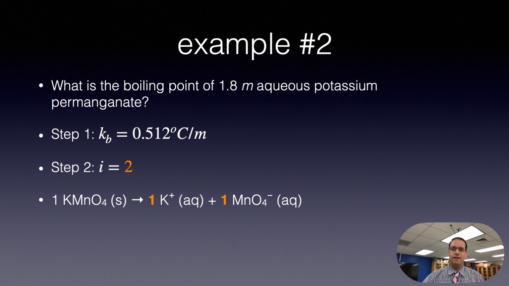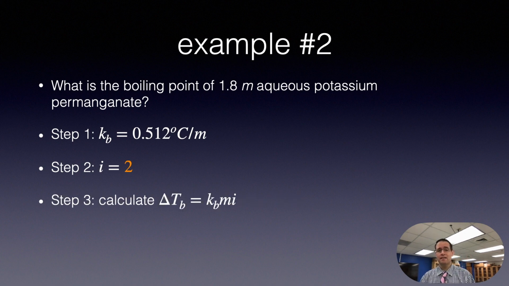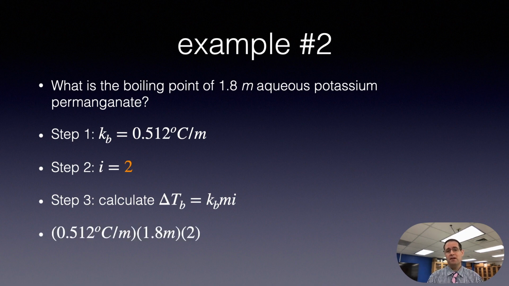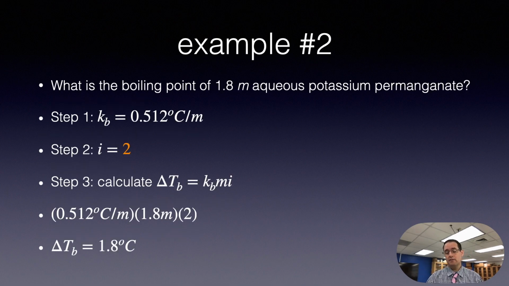When you have different ionic formulas, you've got to add up all the different coefficients. So if it's 2 here and 3 here, it's going to be a total of 5. Next, we want to calculate the change in the boiling point. So it's Kb times m times i. So there it is. And notice how there's a 2 there in the formula. And when you multiply that all out on your handy-dandy calculator, I get 1.8 degrees Celsius.